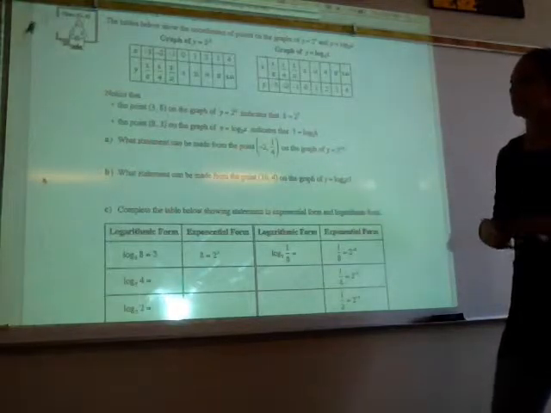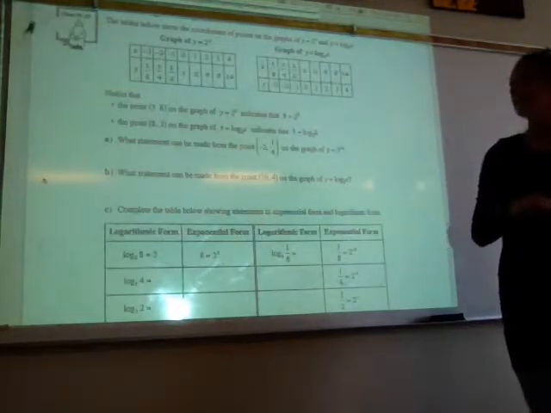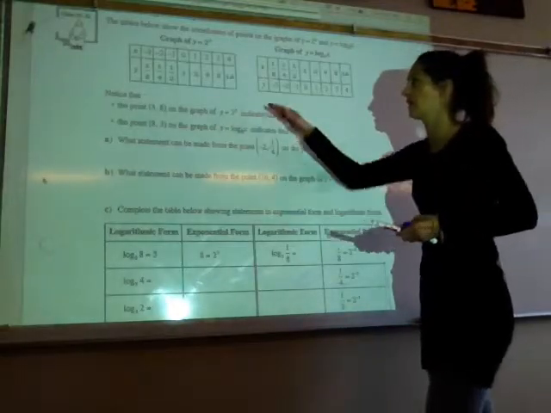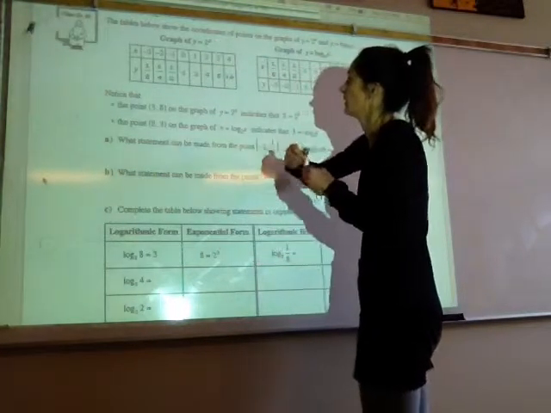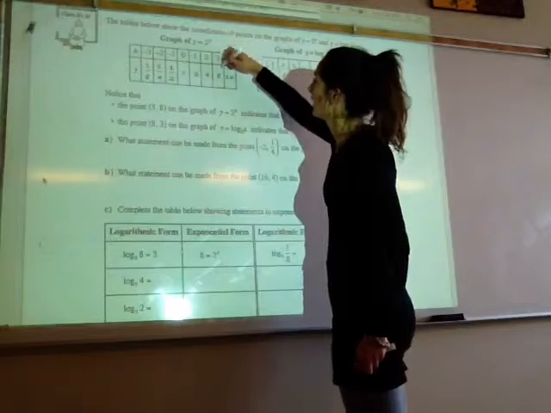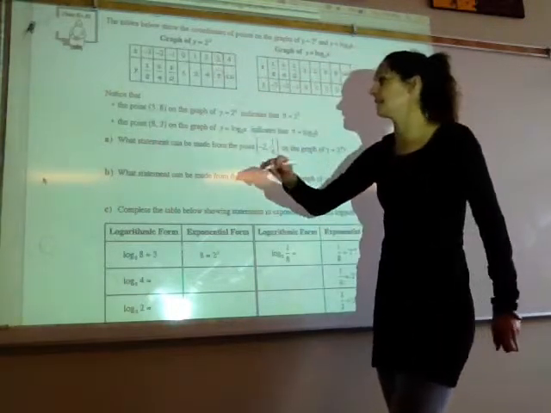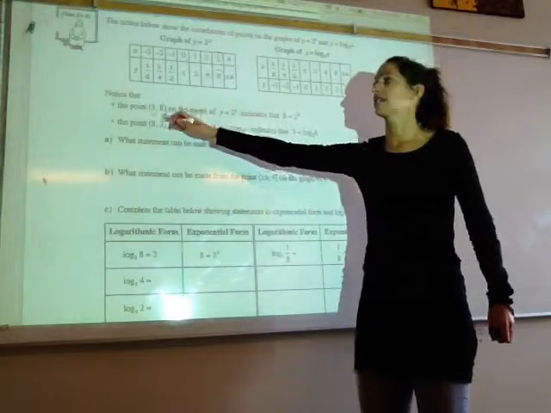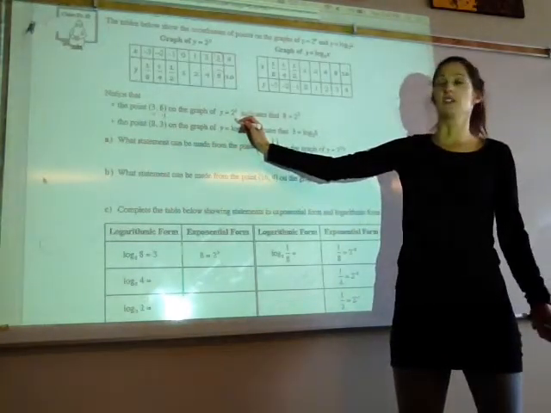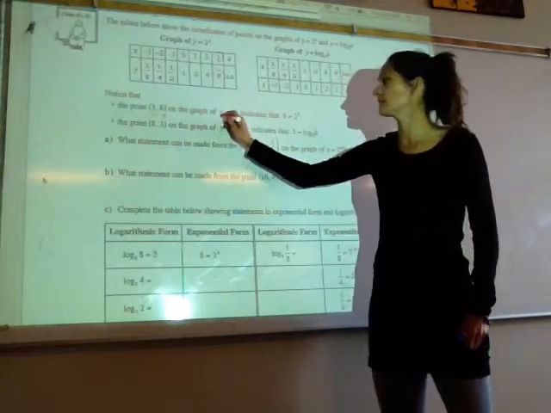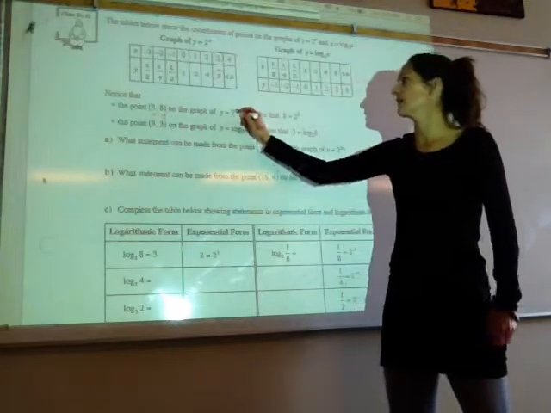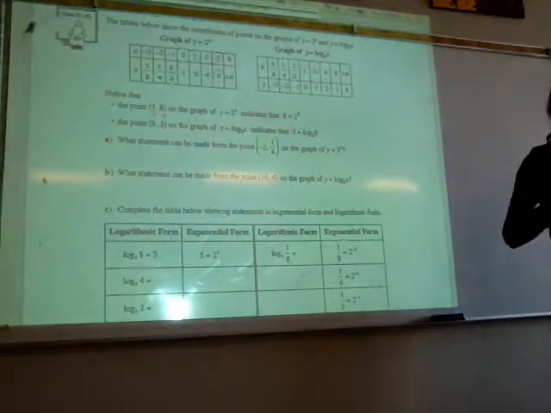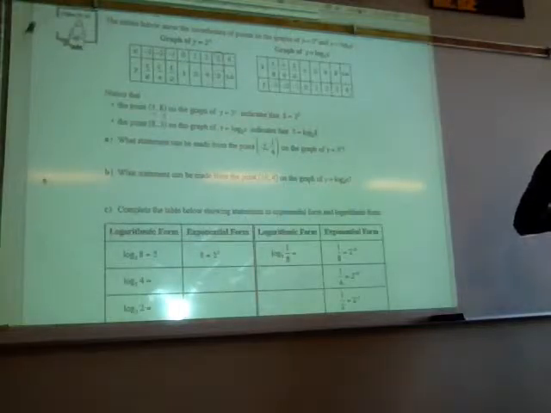In the first little note here, we have (3, 8) on the graph y equals 2 to the power of x. So let's just mark that up. On the graph y equals 2 to the power of x, we have x is 3, y is 8. Subbing the x and the y into that equation, the y is the 8, the x is the 3, we get 8 is equal to 2 to the power of 3. Do you guys agree? 2 cubed is equal to 8?